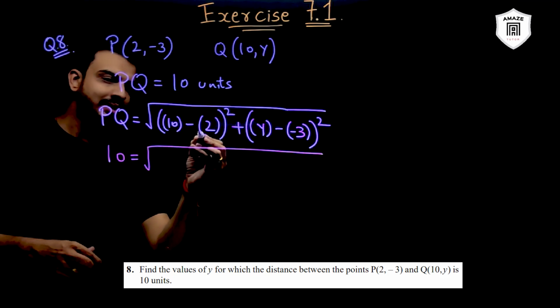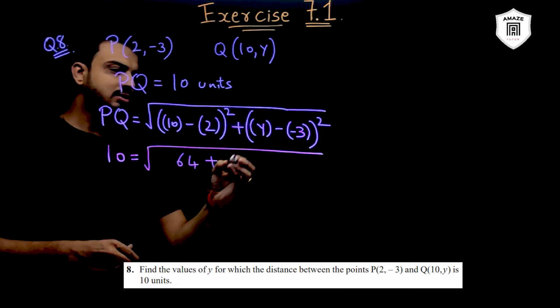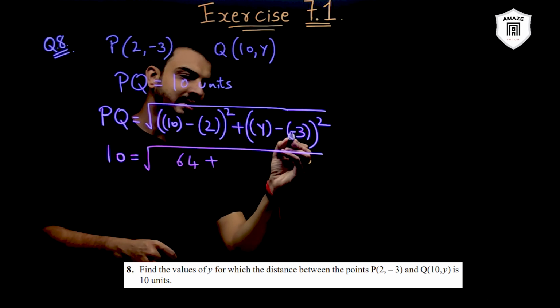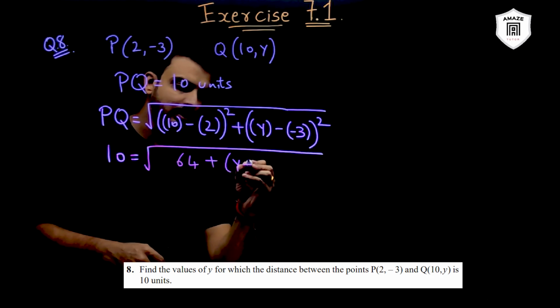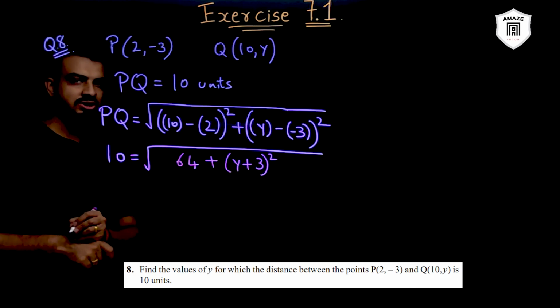What is 8 square? 64. Plus this is going to be y minus of minus 3, which is y plus 3, right? Minus minus becomes plus 3, the whole square. Okay, so this is what we have.